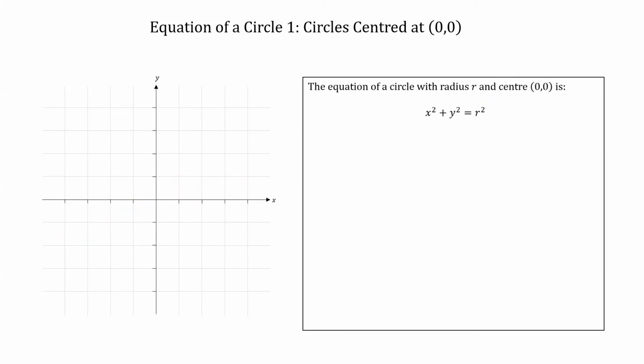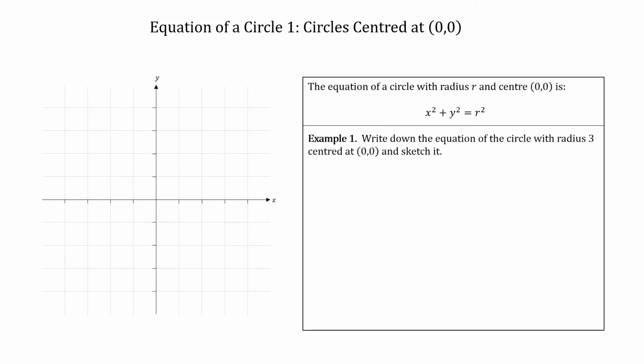Right, now let's look at a few examples. So example 1, write down the equation of the circle with radius 3 centered at 0, 0 and sketch it. Well, I just described this example when talking about the definition above. So we know from the definition that the equation of the circle is x squared plus y squared equals 3 squared, since we want radius 3, which is 9. So we have x squared plus y squared equals 9.